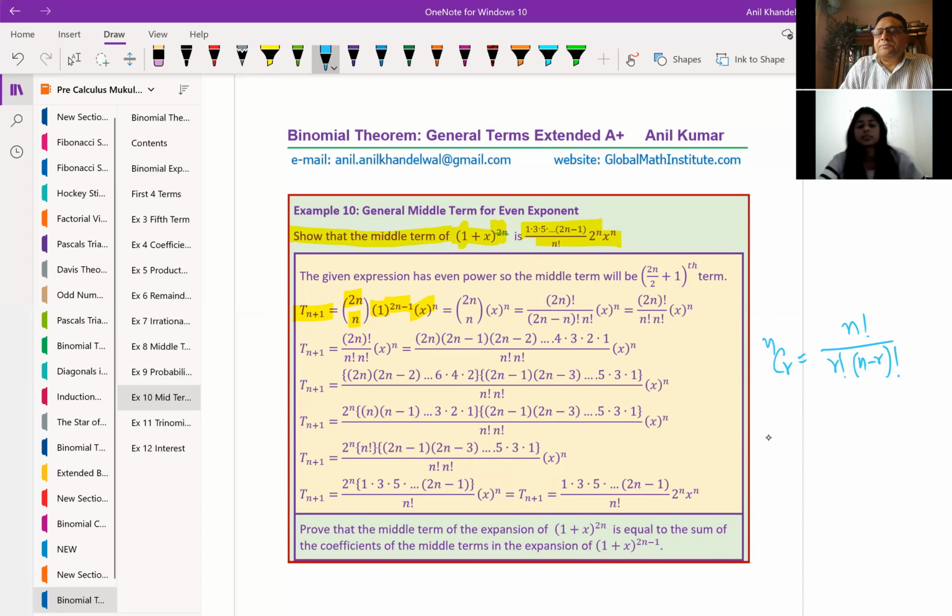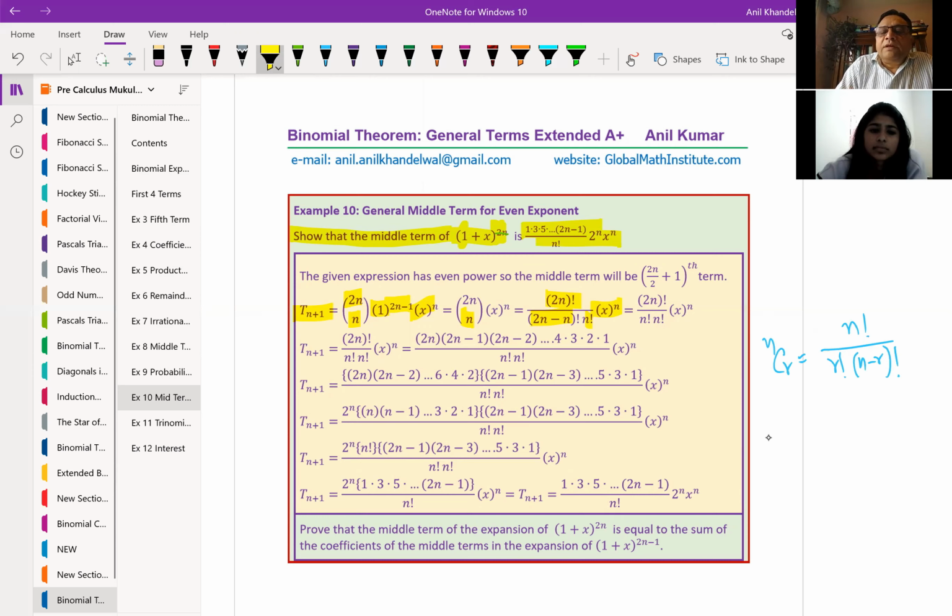So we have chosen this particular expansion. 2n on the top gives you 2n factorial in the numerator, and in the denominator, n factorial times 2n minus n factorial, correct? x to the power of n. This is a general term, right?